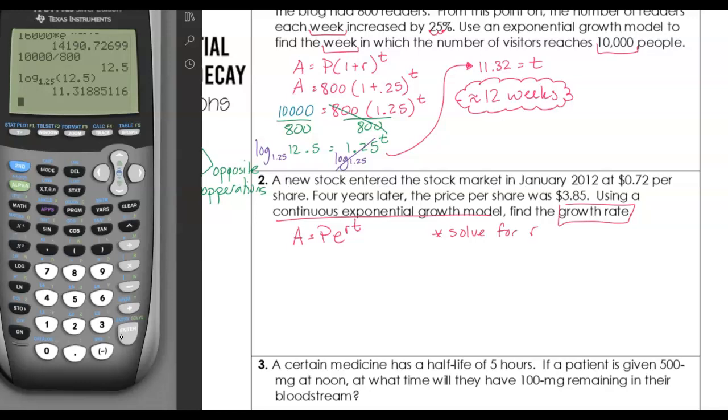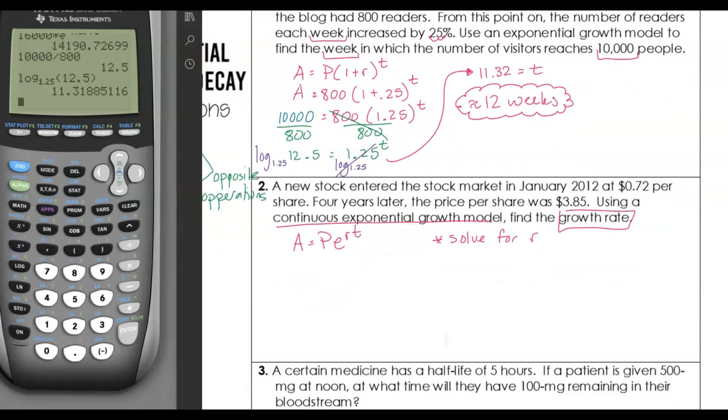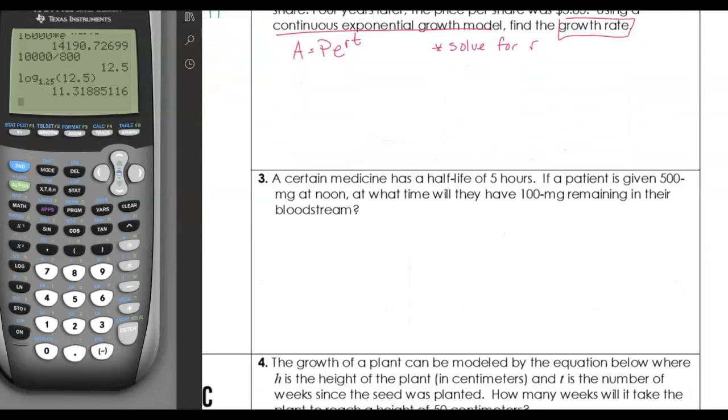It gives us the time. It gives us the initial amount. It gives us the total amount. We would just solve for r here. So it's pretty similar to number 1. Let's go ahead though and do number 3 because it is a little different.